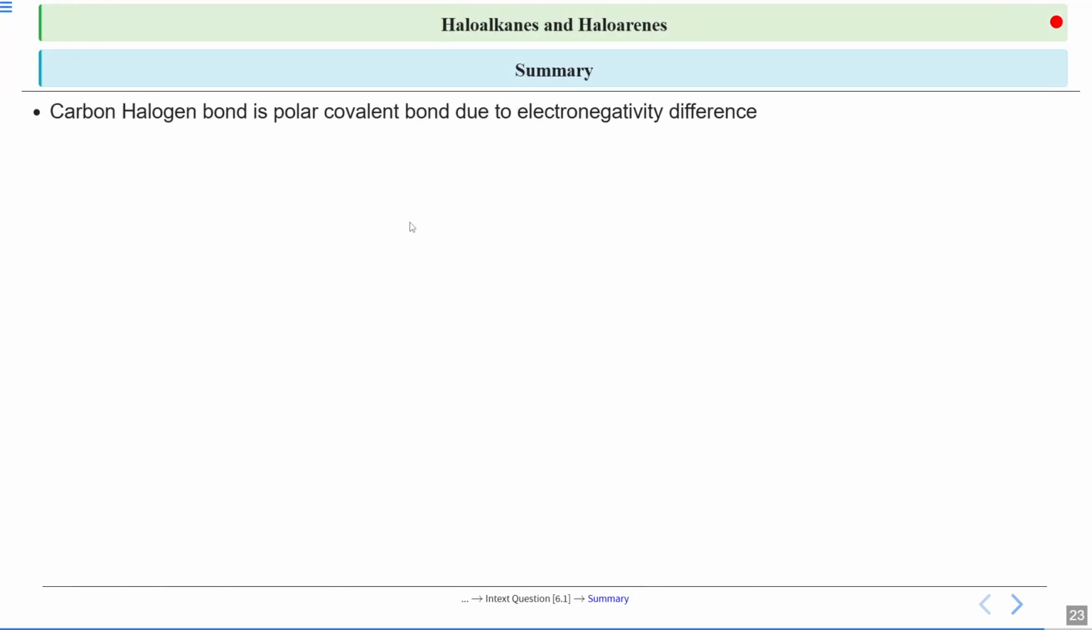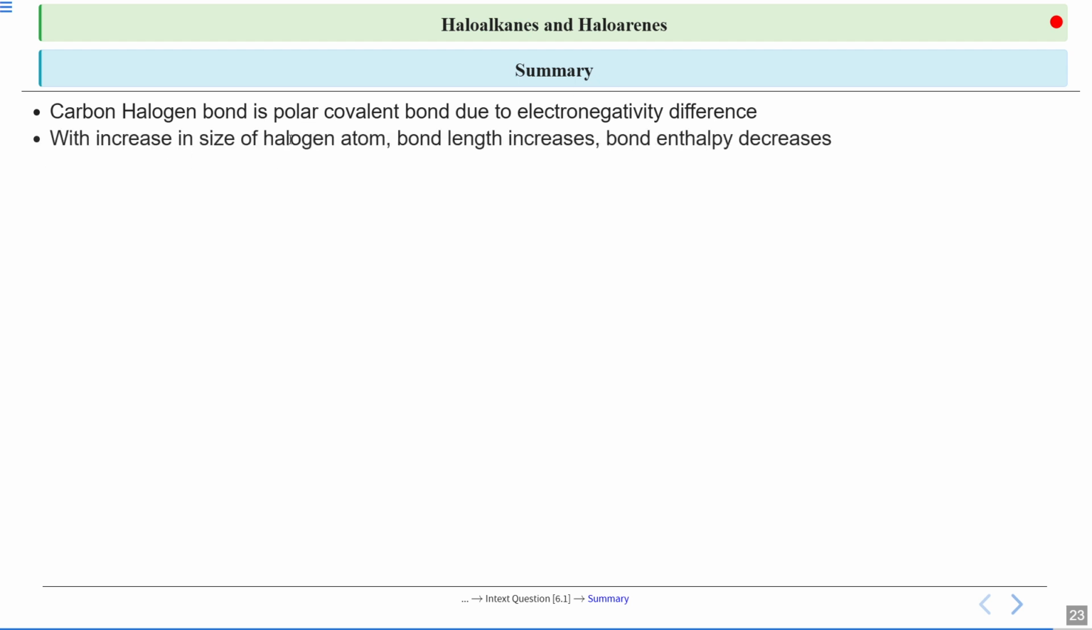Okay, let's see the summary of what we have done today. The carbon halogen bond, that is the C-X bond, is a polar covalent bond. Why? Due to the electronegativity difference between carbon and halogen, because halogen is more electronegative compared to carbon.